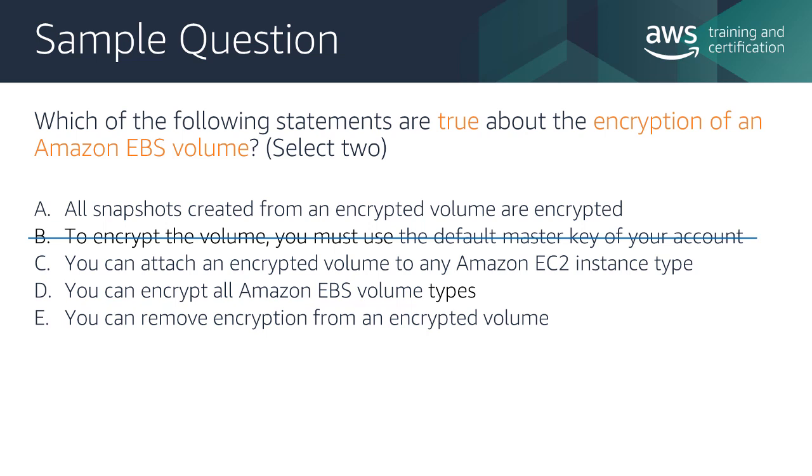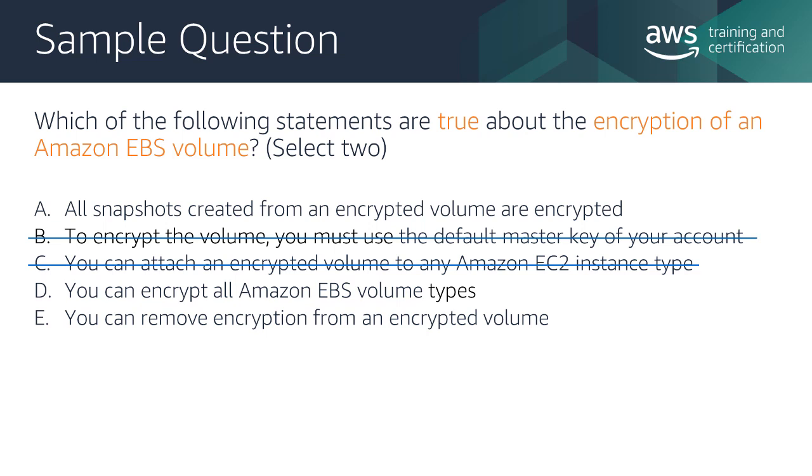I'm going to get rid of option C: you can attach an encrypted volume to any EC2 instance type. No, we have a number of instances that do not have the Intel Advanced Encryption Standard New Instructions, AES-NI. You want to make sure that you've got the right instance type so you can attach it. It's not to say you couldn't use operating system level encryption for any of these, but if you want the volume encrypted, only specific instance types.